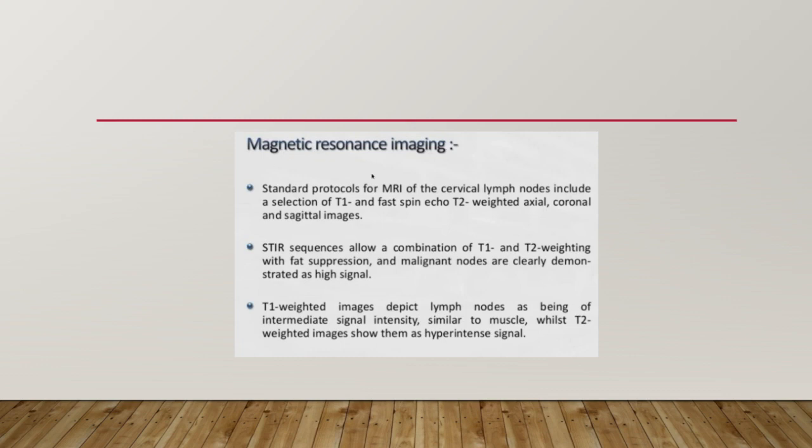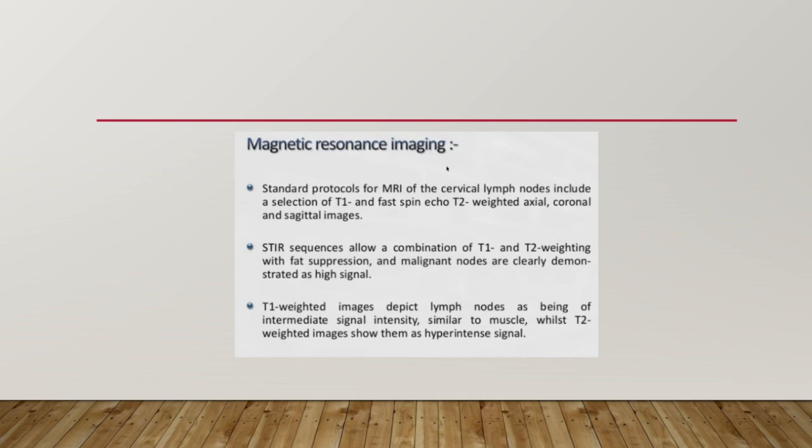Coming to the MRI imaging. So, for cervical lymph nodes we do a T1 and a T2 imaging, whereas STIR sequences allow combination of both T1 and T2 with fat suppression. So, the fat changes are not seen. The malignant nodes are clearly seen as a high signal. In the T1 images, the lymph nodes are of intermediate intensity, which is very similar to the muscle, whereas T2 shows a hyperintense signal.